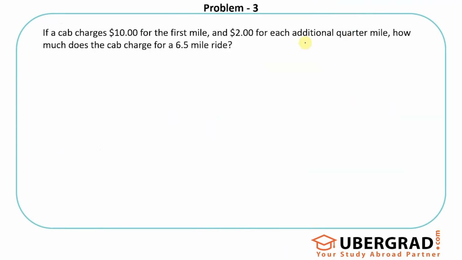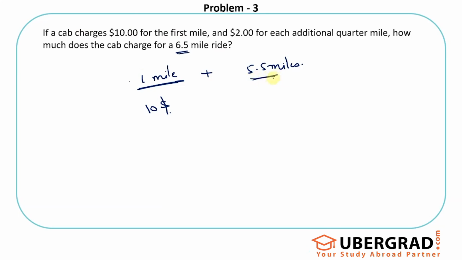The last one in the single variable: if a cab charges $10 for the first mile and $2 for each additional quarter mile, how much does the cab charge for a 6.5 mile ride? So 6.5 can be split as 1 mile plus 5.5 miles. So how much is a cab charging for the first mile? They are charging $10. This is clear.